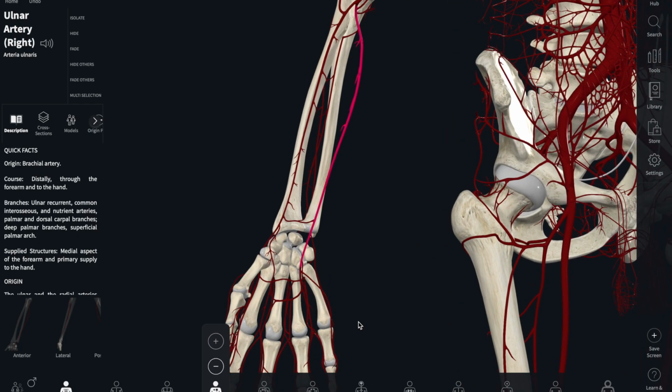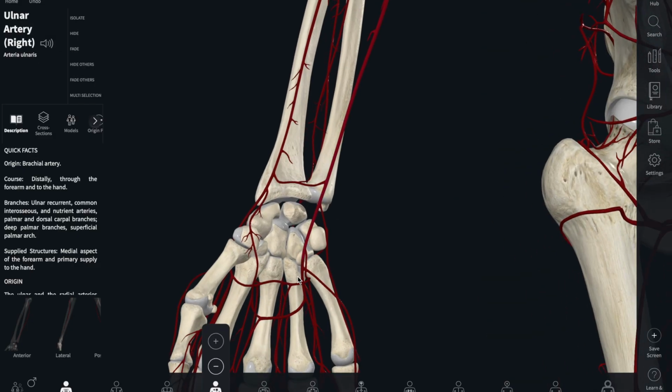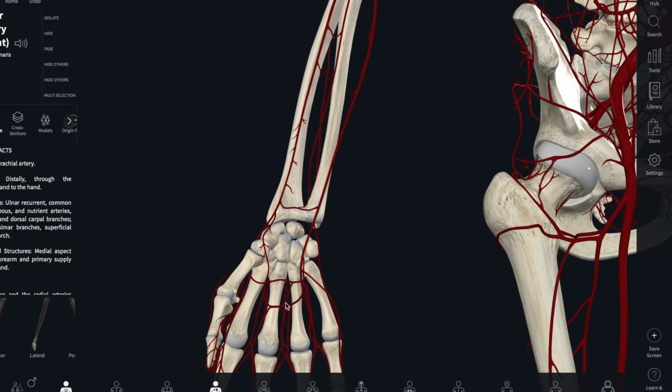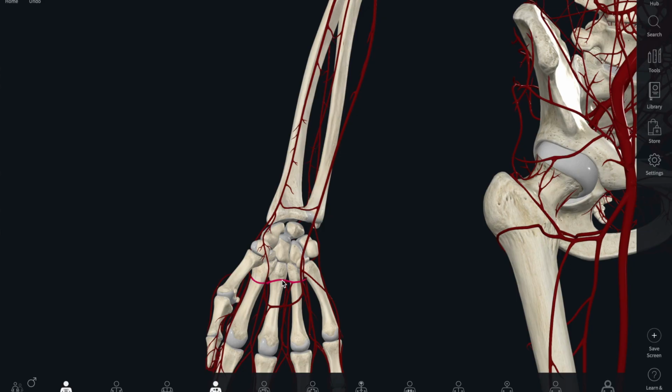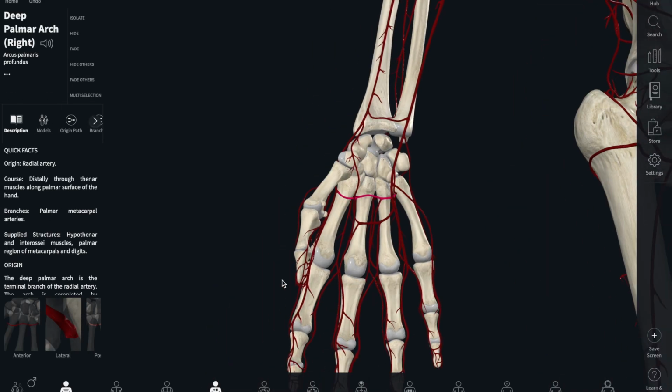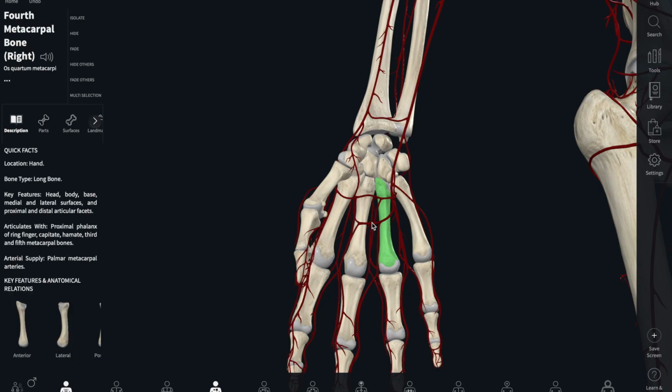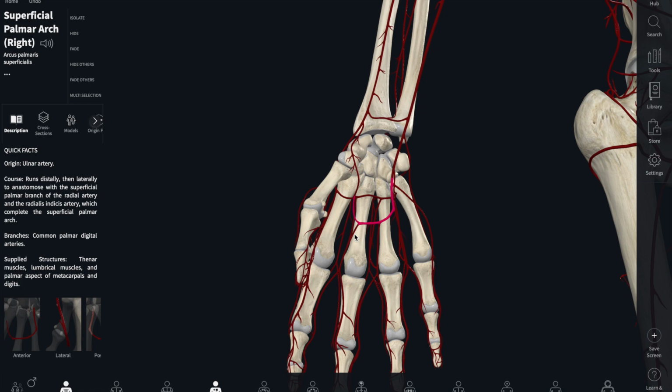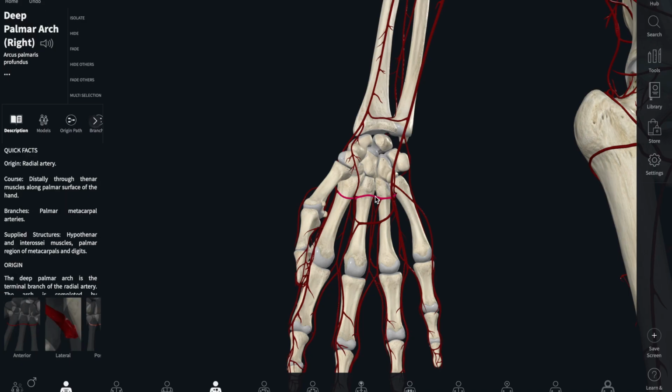We can see the superficial and deep palmar arches now as we go closer to the hand. These arches are formed by the joining of the radial and ulnar arteries and provide collateral circulation to the hand. The deep palmar arch, located deeper between the metacarpals, is primarily supplied by the radial artery, whereas the superficial palmar arch, which lies just beneath the palmar fascia, is mostly supplied by the ulnar artery. Together, these send digital arteries into the fingers, ensuring consistent blood flow even during gripping and compression.